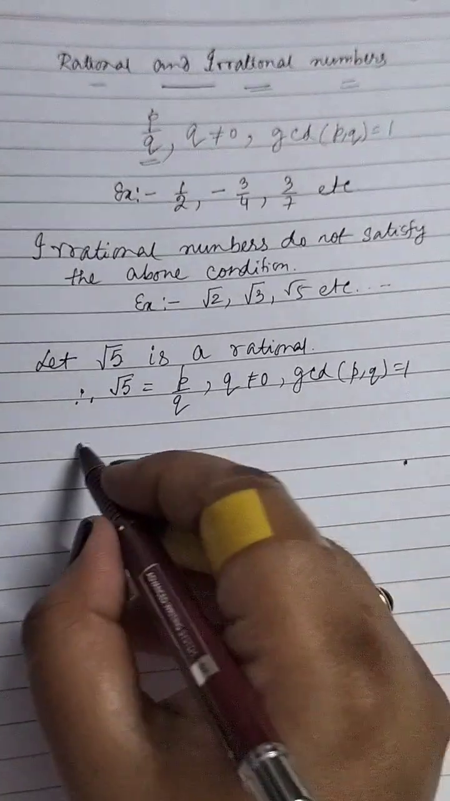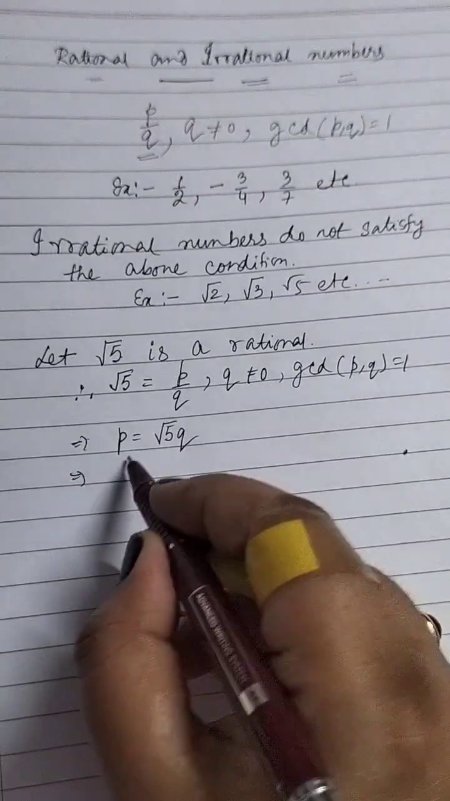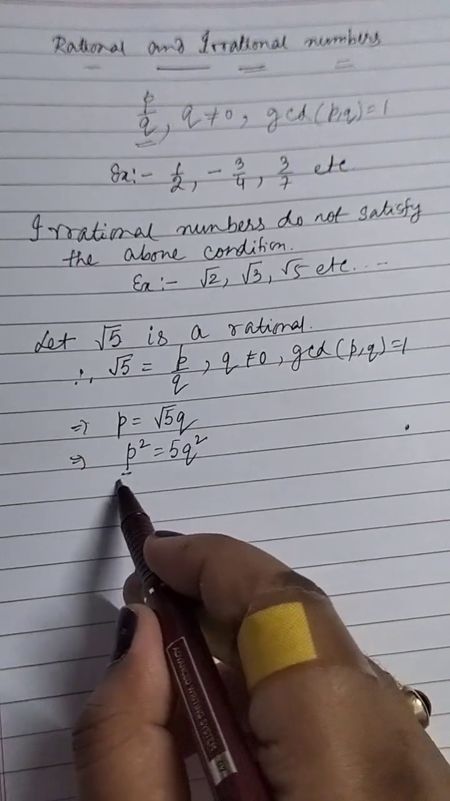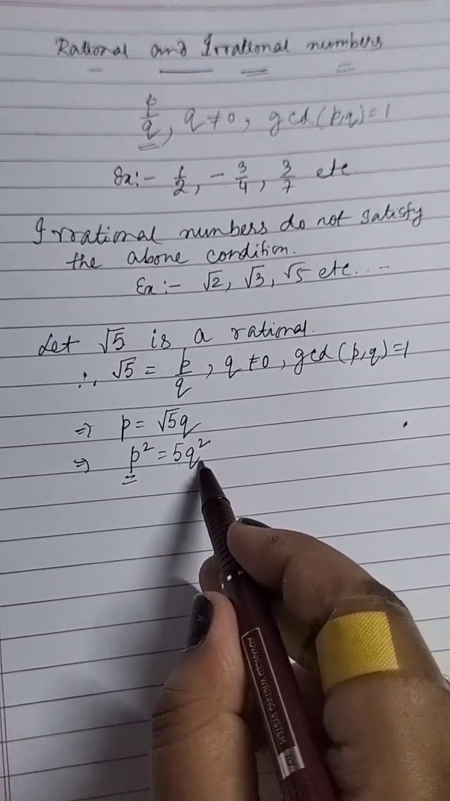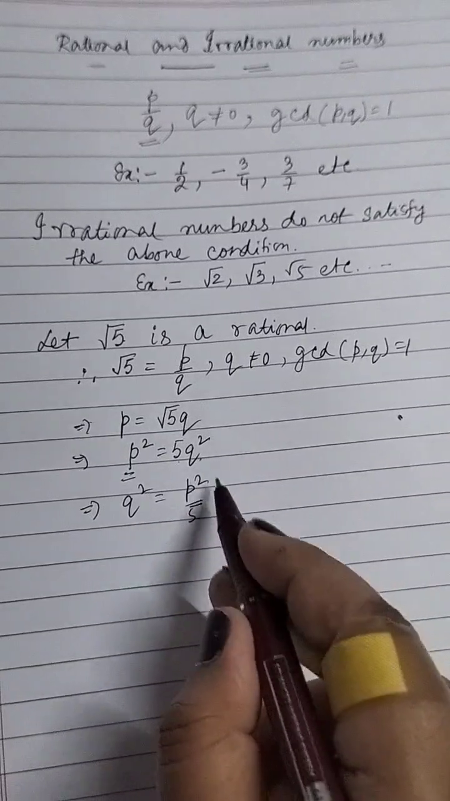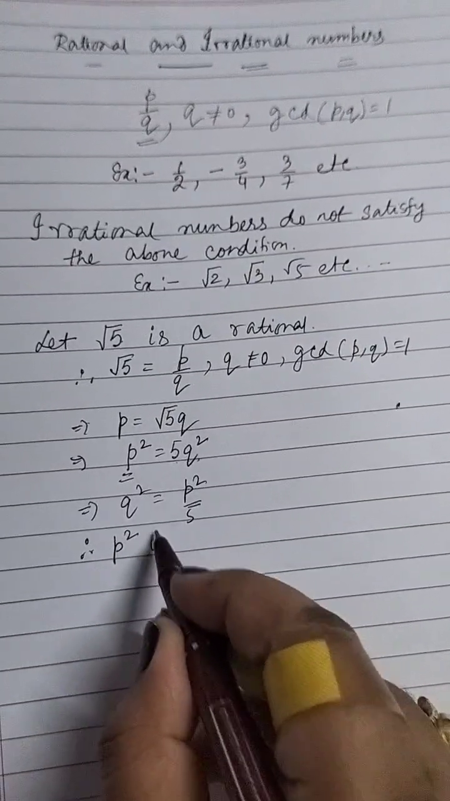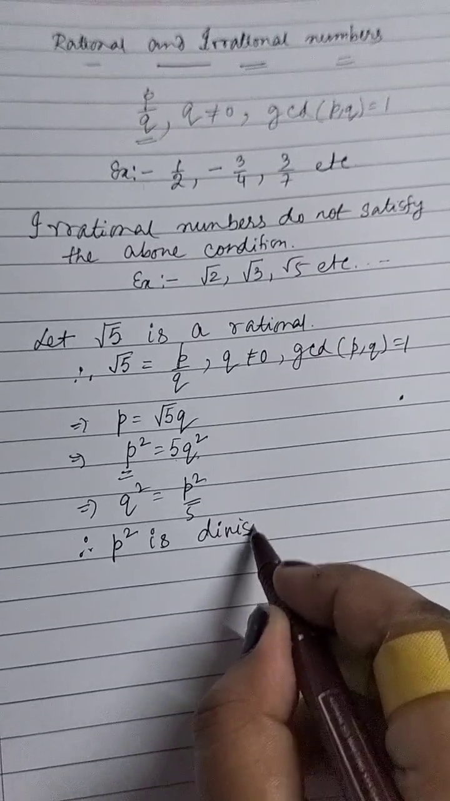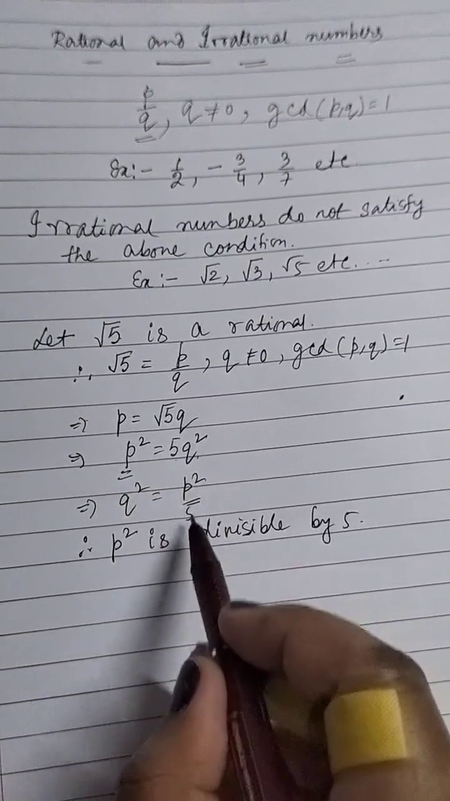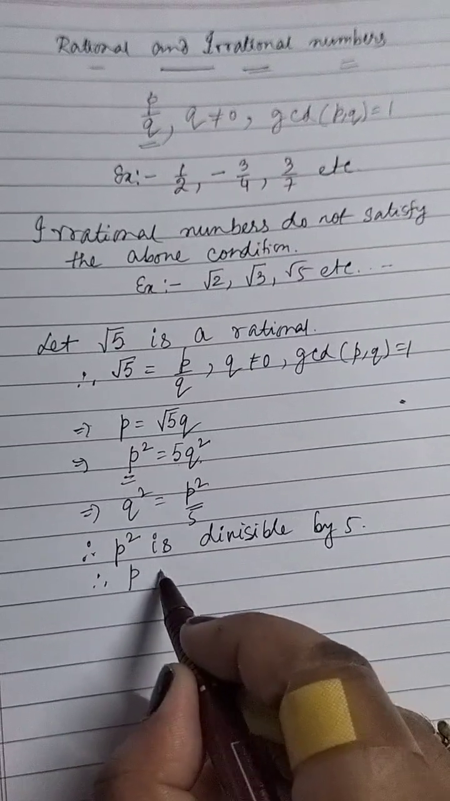Okay? So here we get P equals root 5 into Q. Right? So this gives us P square equals 5 into Q square. That means this P square is represented in the form 5 into Q square. So can't we say that Q square equals P square by 5? So this means that P square is divisible by 5, because after dividing P square by 5, we are getting an integer, because Q is also an integer. Therefore, we can say from here, P is divisible by 5.